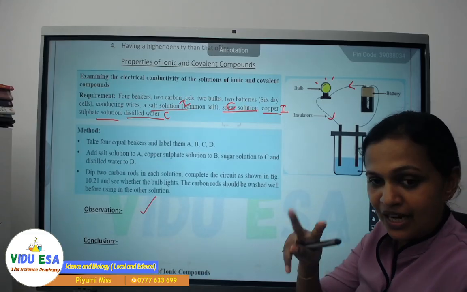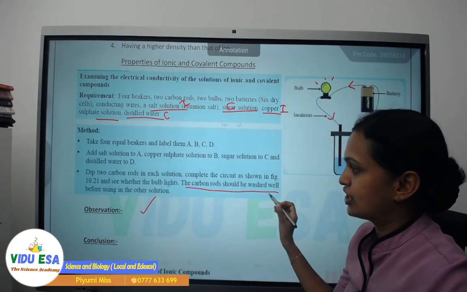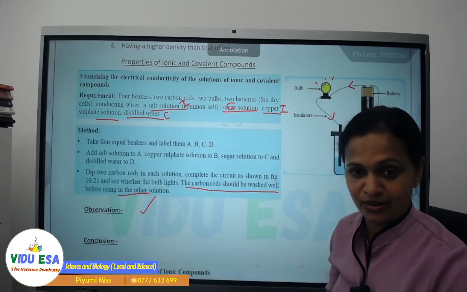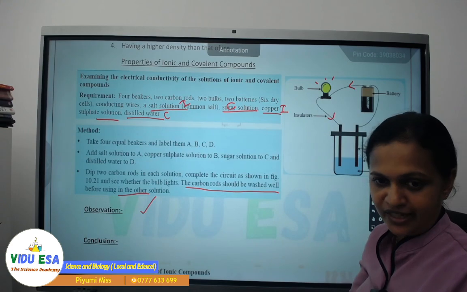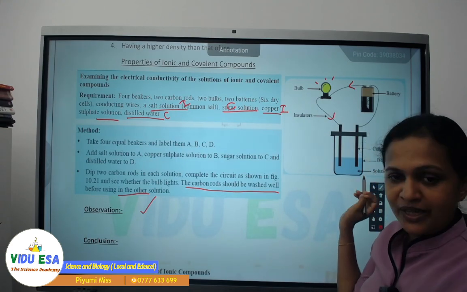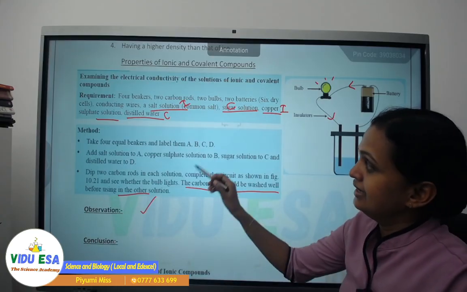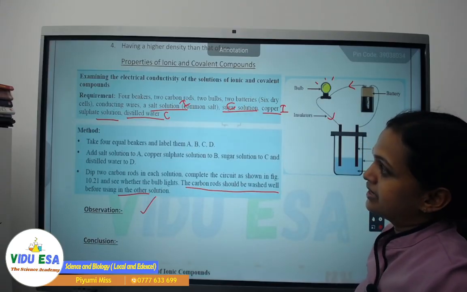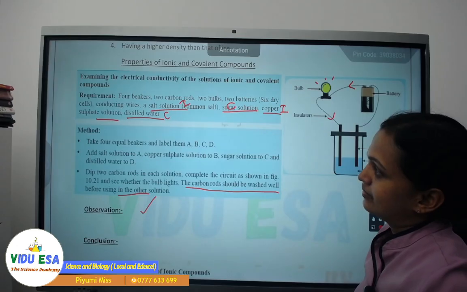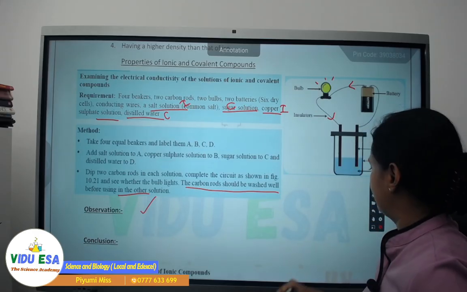Here we use the same two carbon rods. The carbon rods should be washed well before using the other solution. Before we immerse them in the next solution, we have to wash them with water because droplets of the previous liquid can remain on the electrode, and therefore we have to clean them. Then you have to say the bulb does not glow when sugar solution and distilled water are used.